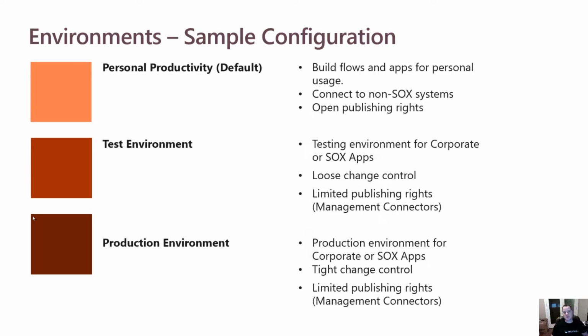When it comes to test, there's looser change control because you don't have to go through a change board for those. So you may want to limit the publishing rights through management connectors. I'm going to show you a strategy around that here shortly, but generally you'll leave it a little bit more open. You get to production, naturally you want a little bit tighter change control. So you might say, hey, only these people are allowed to publish apps to the production environment.